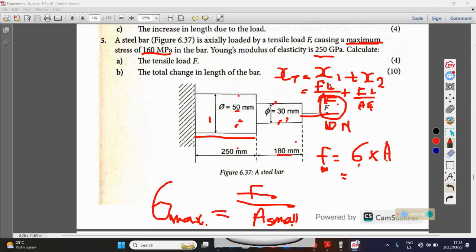Just remember the maximum stress occurs at the smallest cross-sectional area. Minimum stress occurs where you'll have the bigger area. So if the statement states that the minimum stress here, then that stress will be the stress for this portion. But if they say maximum, then it will be the stress for this portion.